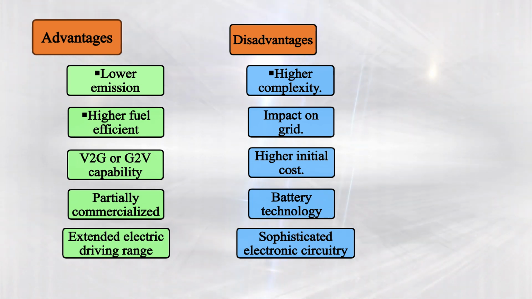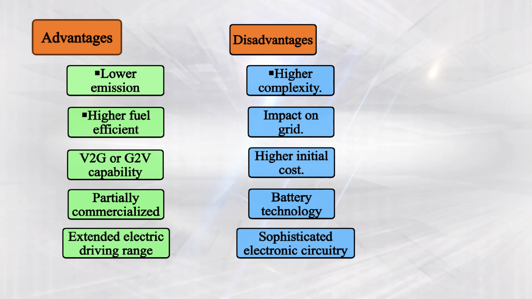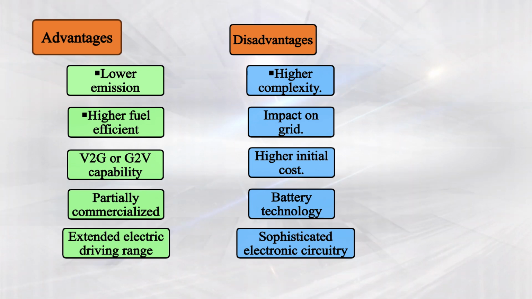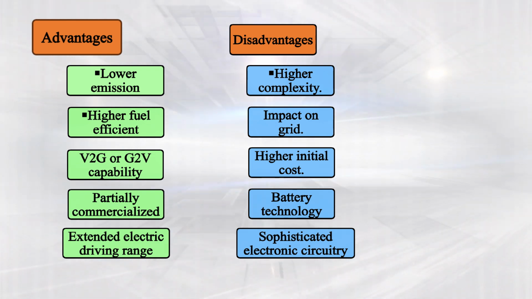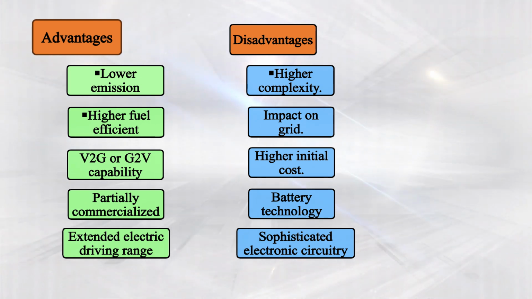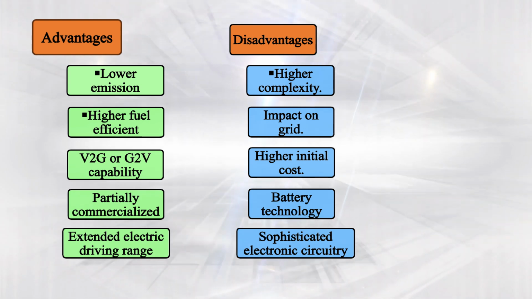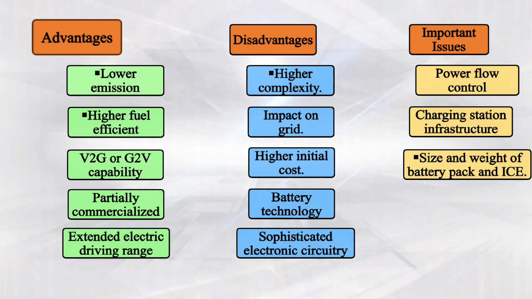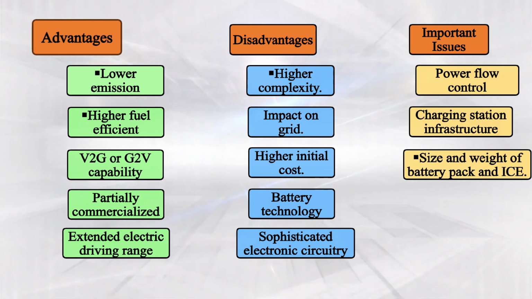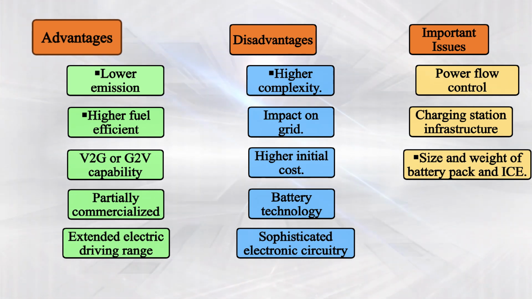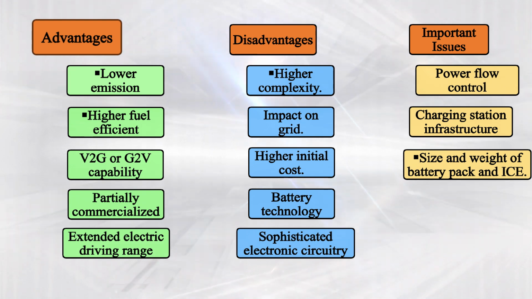If you talk about the disadvantages, then they are highly complex, with impact on the grid. We have to study the moment we connect this car to the grid how it is impacting the grid. Also higher initial cost, a battery technology which is quite different from the battery that we are using in the electric vehicle and the hybrid electric vehicle, and it requires sophisticated electronics control unit. Some of the issues that it faces are power flow control and management, availability of charging station infrastructure, and the size, weight and volume of the battery pack and IC engine along with the electric motor and power electronics converter.